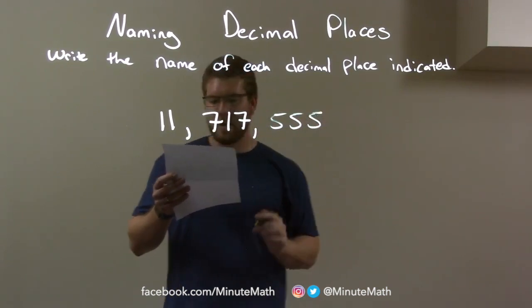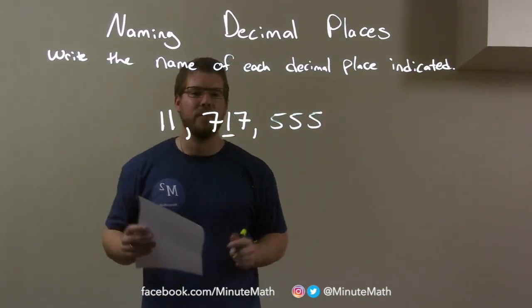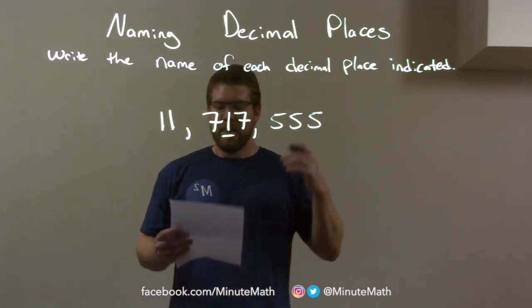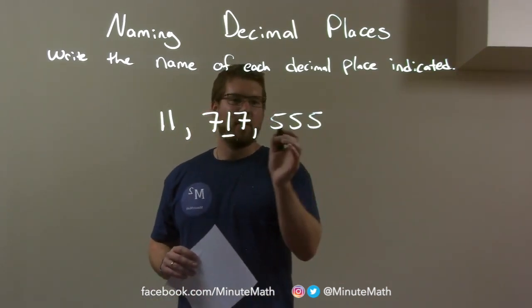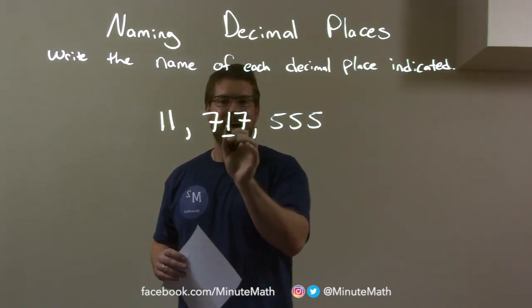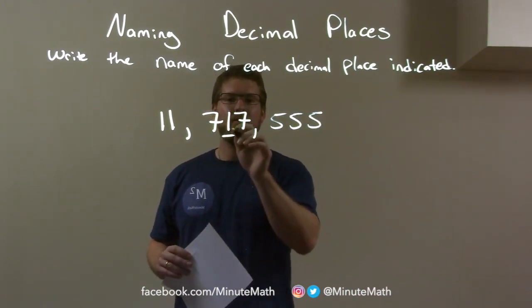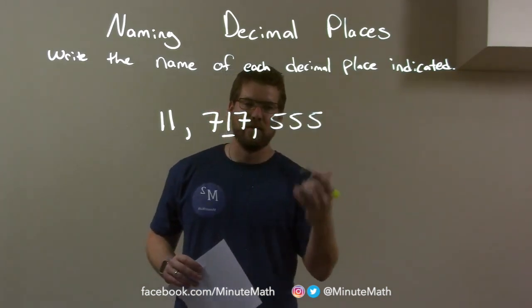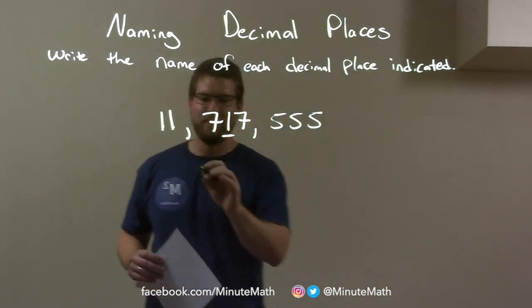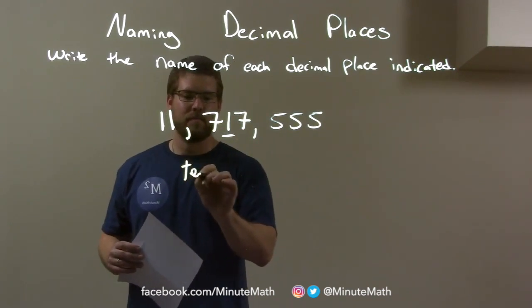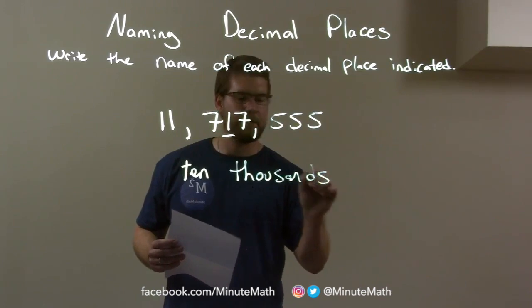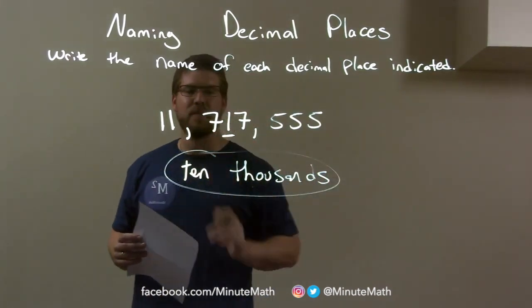11,717,555. And our little bar is right here underneath that 1. Okay, so what place is that? Well, we have our thousands, then our 10,000s place, right? So imagine if there's just a 1 in that digit and the rest are 0, it'd be 10,000. So it's the 10,000s place.